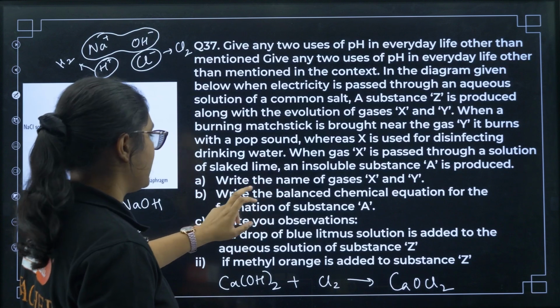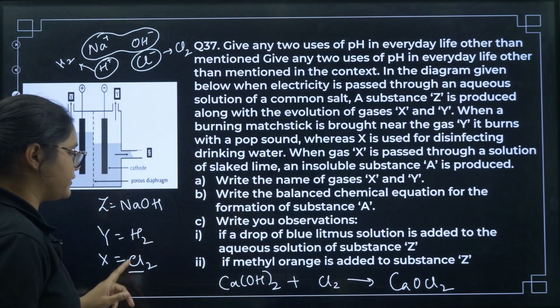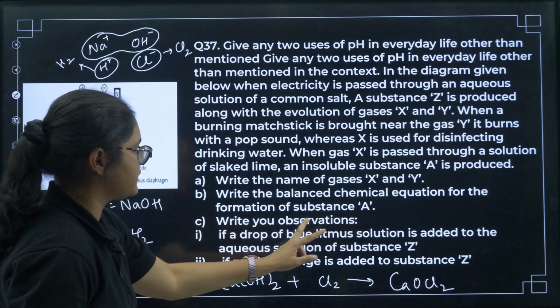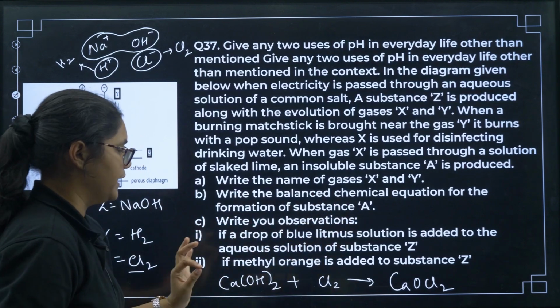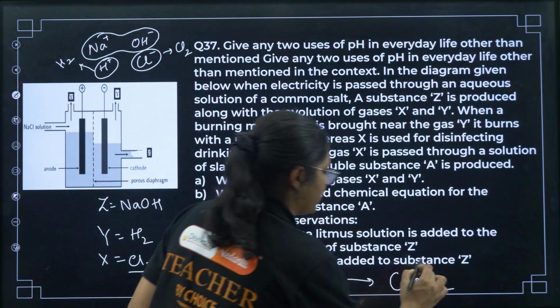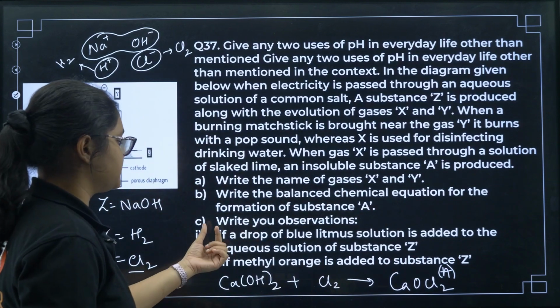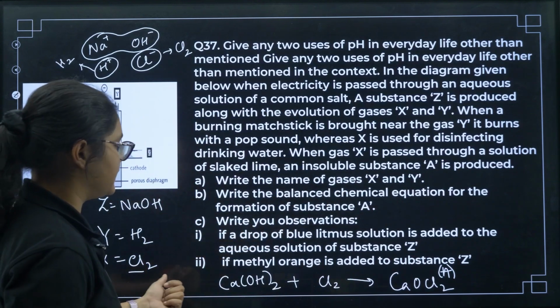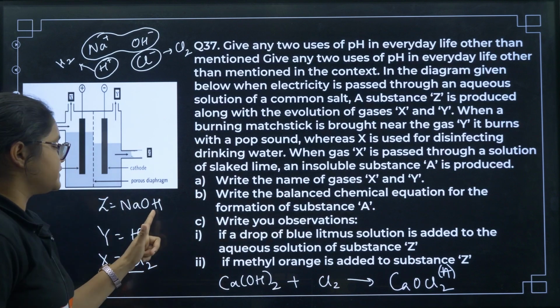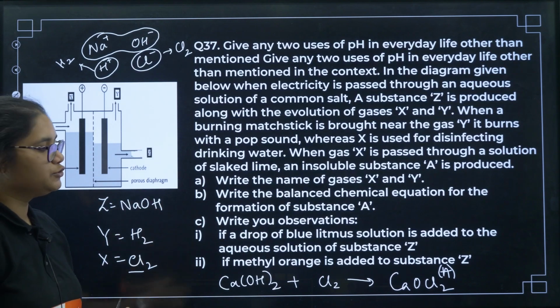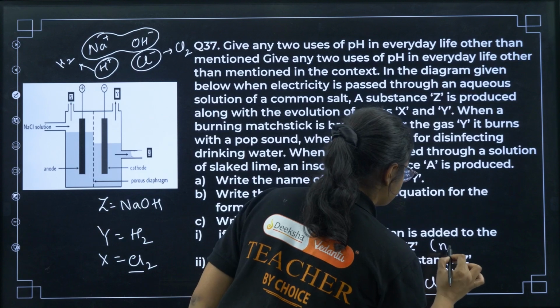So we have to write that full reaction. Now, write the name of gases X and Y. So we can write X is Cl2, Y is H2. Write the balanced chemical equation for the formation of A, that is also written. So this is your A. Okay, I'll balance it later. Next, write your observation if a drop of blue litmus is added to the aqueous solution of Z. So Z is already a base, right? If you add blue litmus, it won't change to red. So that is why here it is no change.